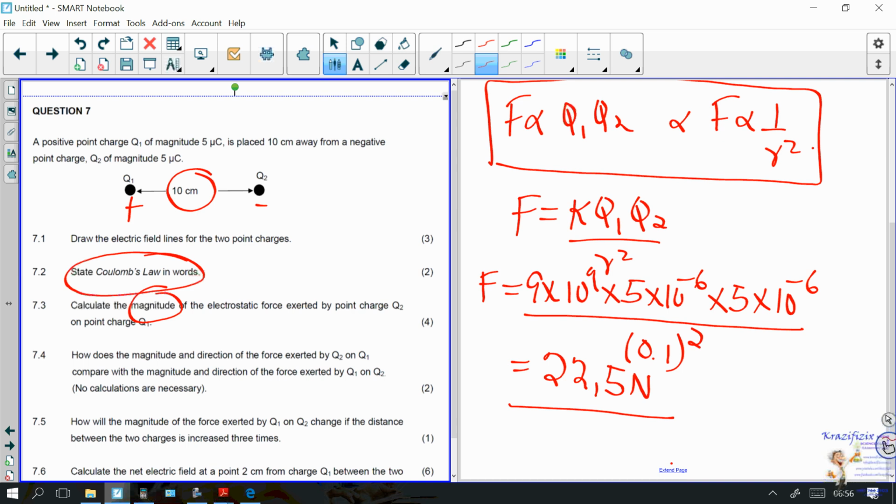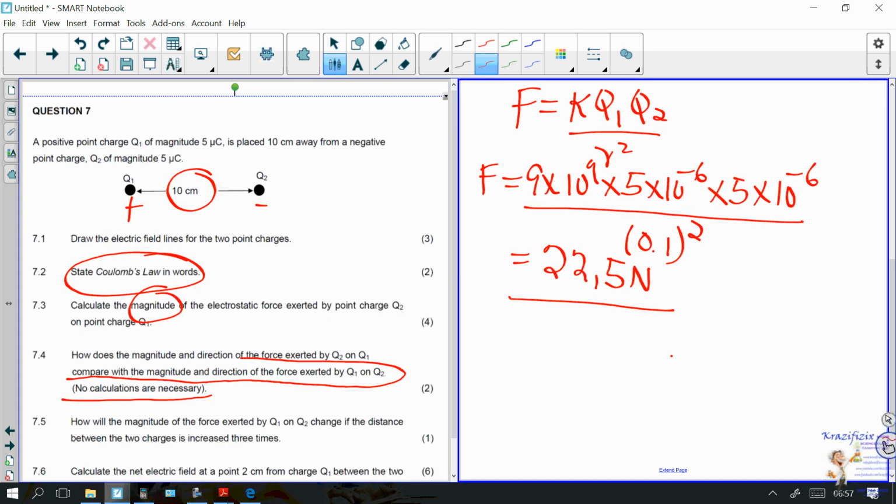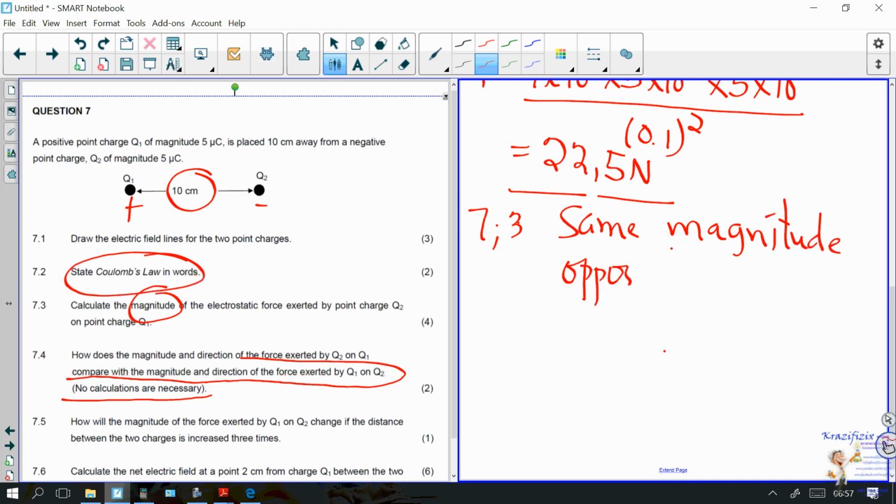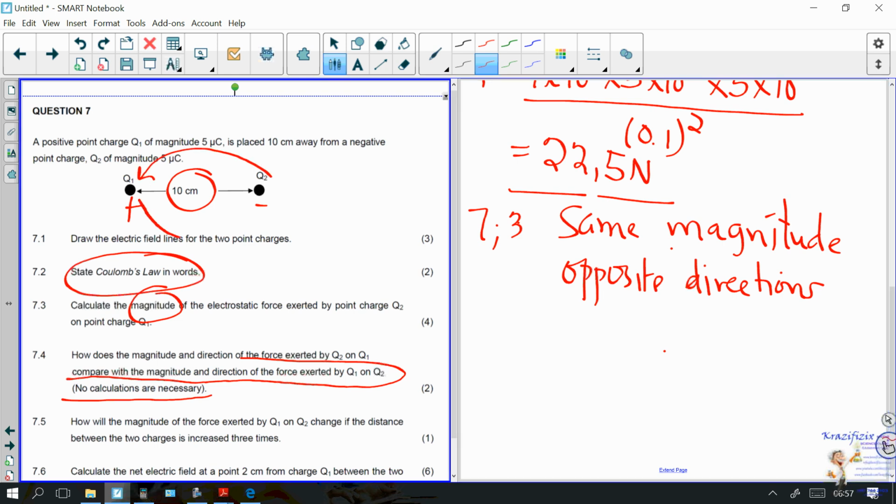How does the magnitude and direction of the force exerted by Q2 on Q1 compare to the magnitude and direction of the force exerted by Q1 on Q2? No calculations are needed. Your answer here in 7.3 is actually: the magnitude will be the same, but the direction is opposite. That automatically tells you Newton's third law of motion. If object A exerts a force on object B, object B will simultaneously exert an equal and opposite force on object A. We mentioned this again in video number 2.